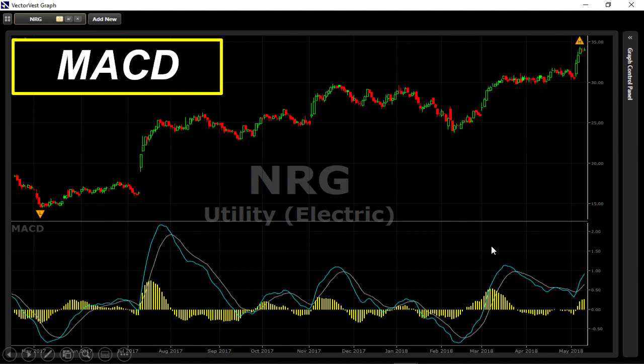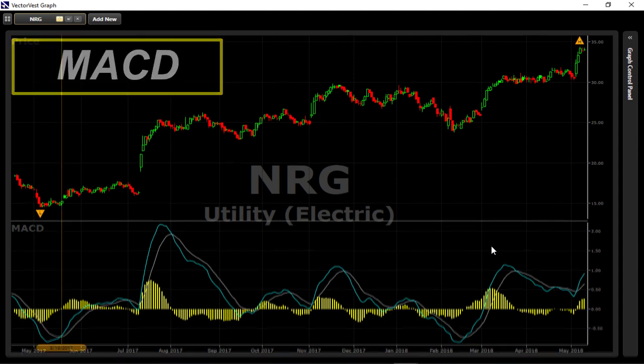It is a trend-based indicator because it's based on a 12 and a 26-day exponential moving average. Now, it's not important to get caught up in the calculation or the formula. You can Google it if you want. What's important is to discuss how to use it. So let's take a look at an example.